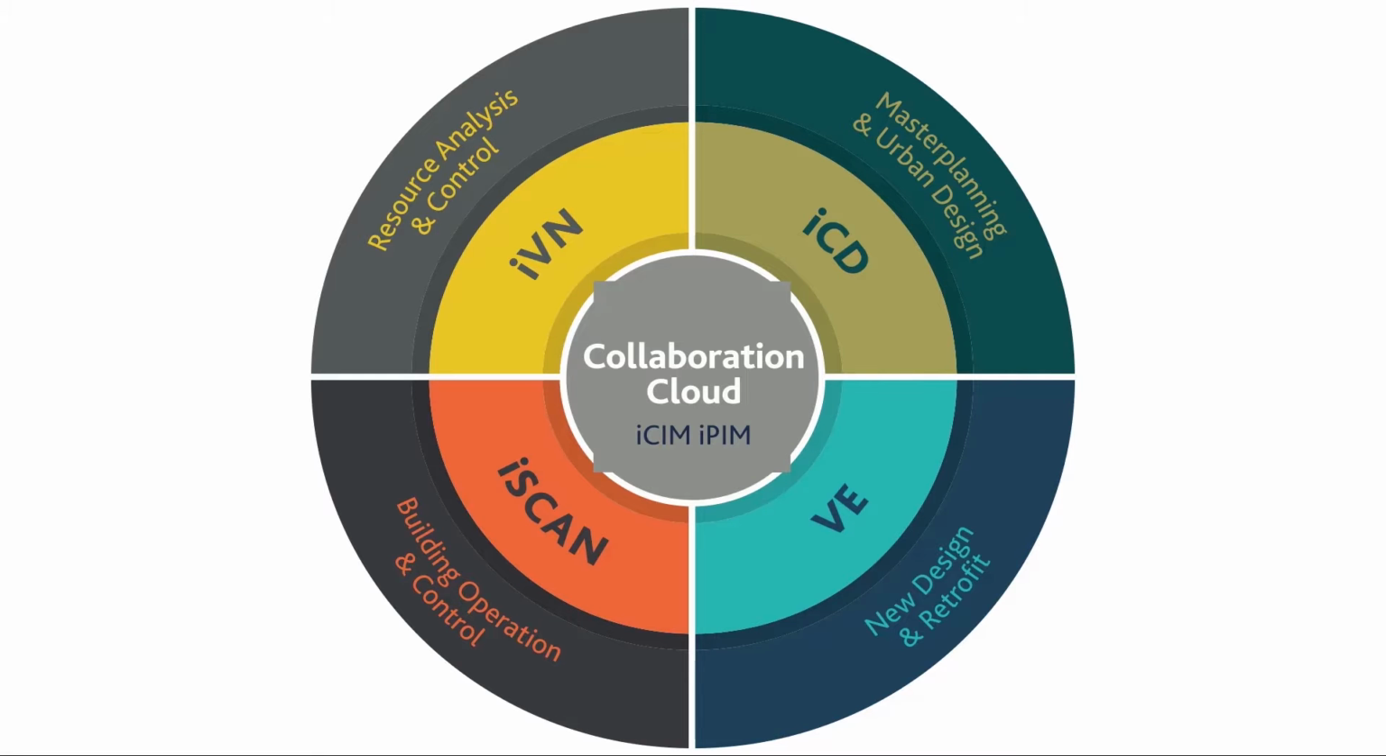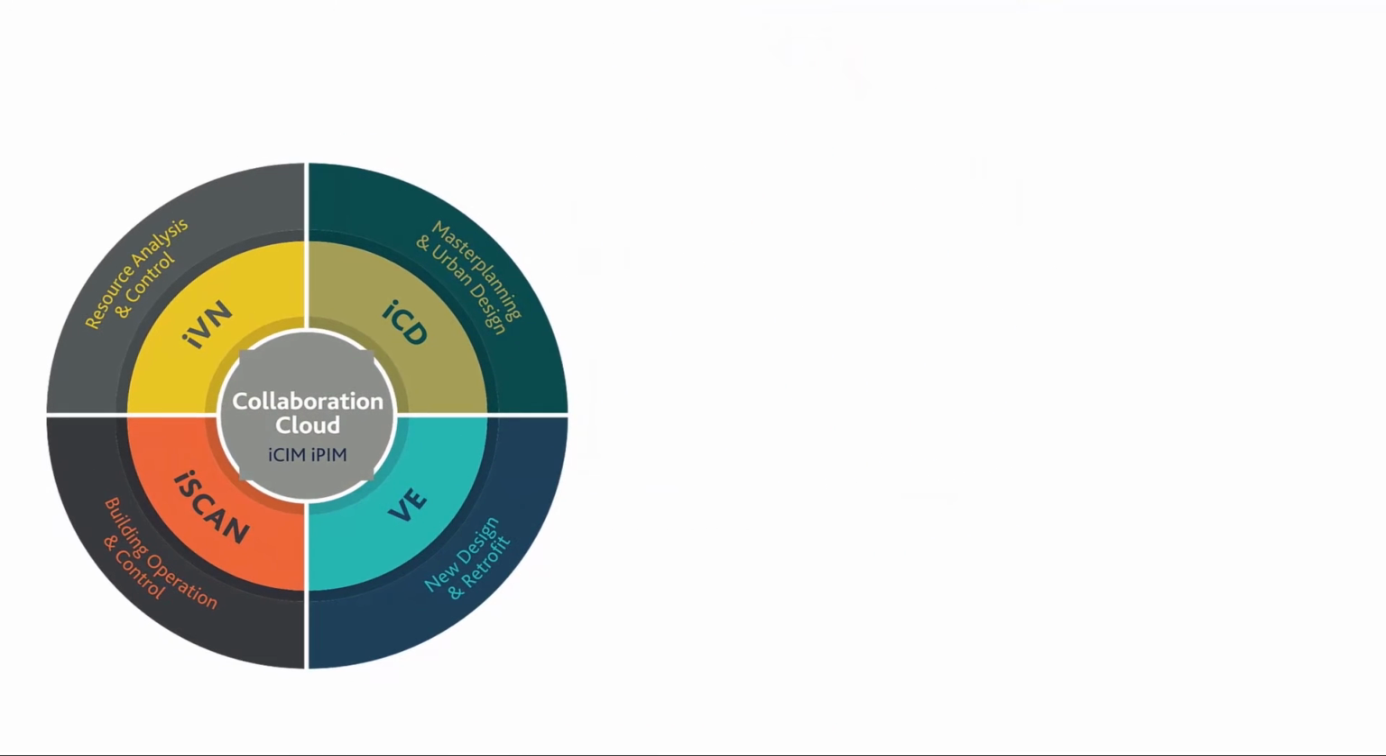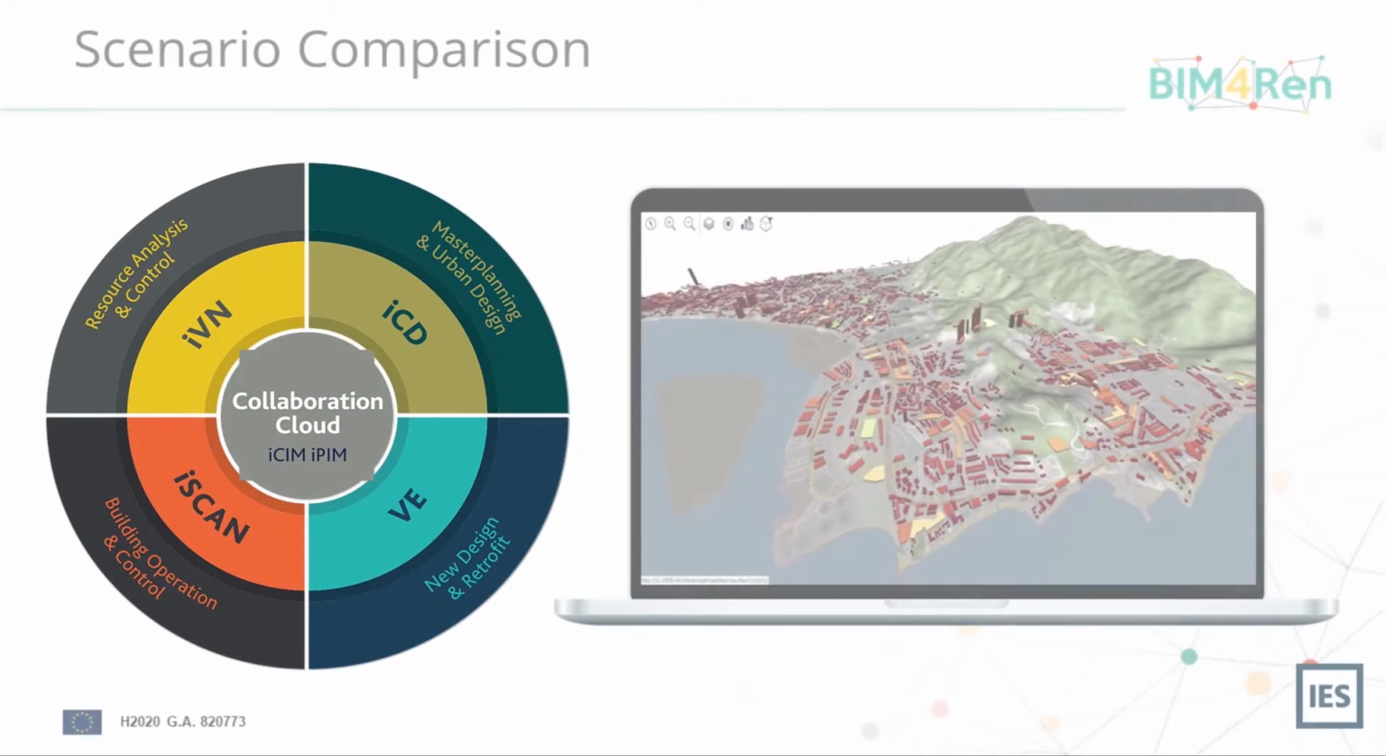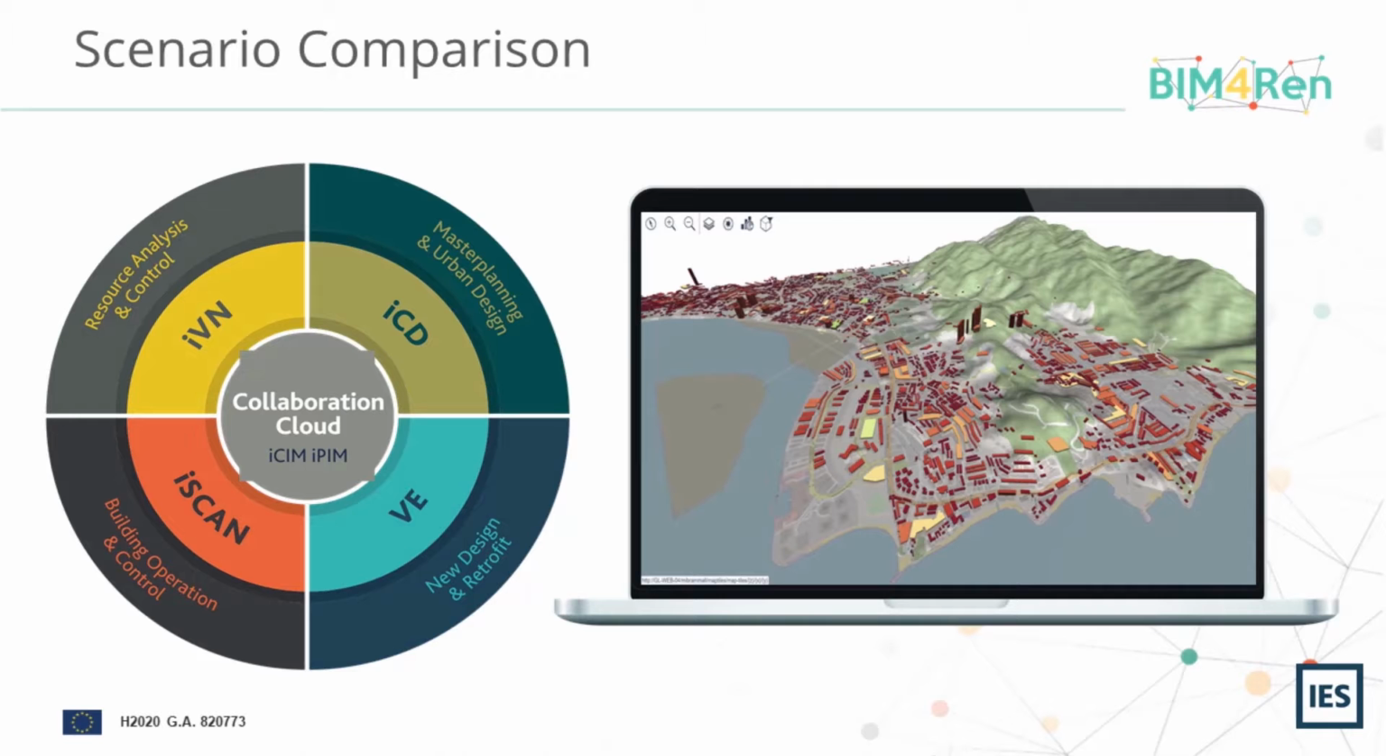The Intelligent Community Information Model, or iCIM, is a community resource monitoring and management platform. iCIM can be deployed in communities of any scale to display and interact with 3D models of the building in the community.